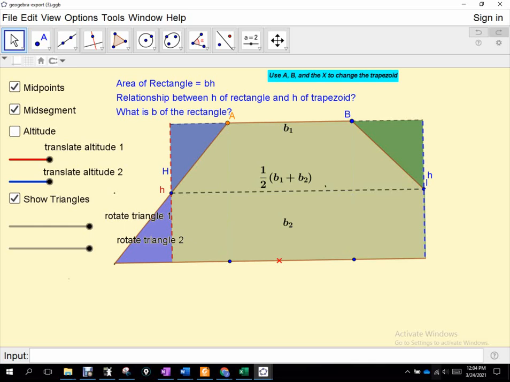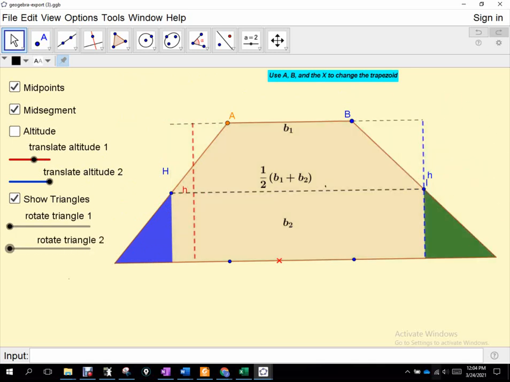So this distance here is 1/2 B1 plus B2. This distance here is H. So if I multiply those together, I get the area of this green rectangle. Well, the area of that green rectangle was found by looking at that area there. I just repositioned it, right? Does that make sense, everybody?